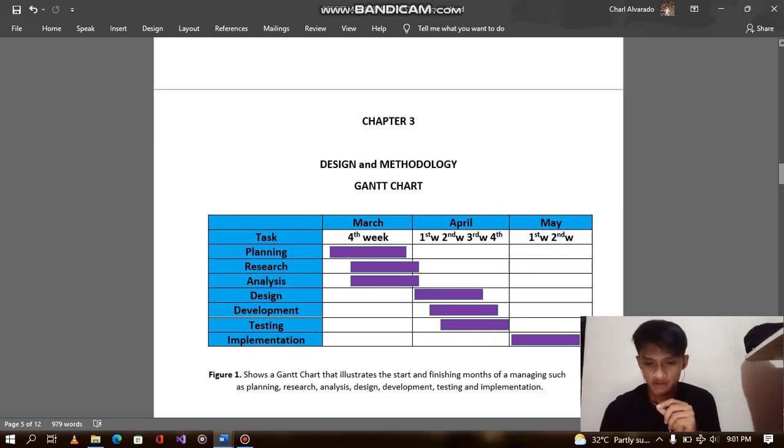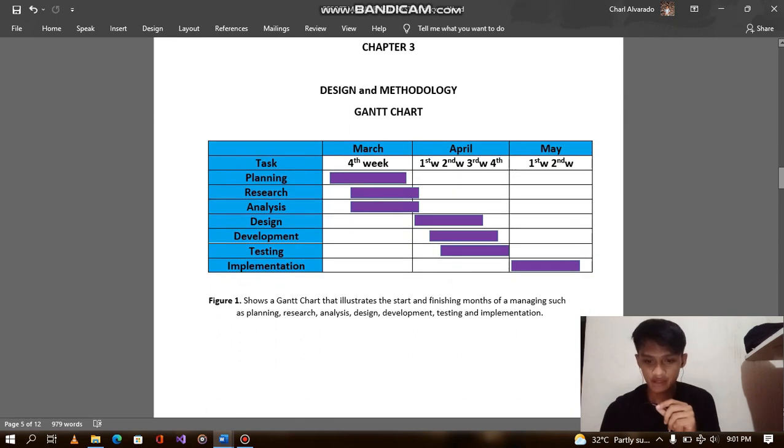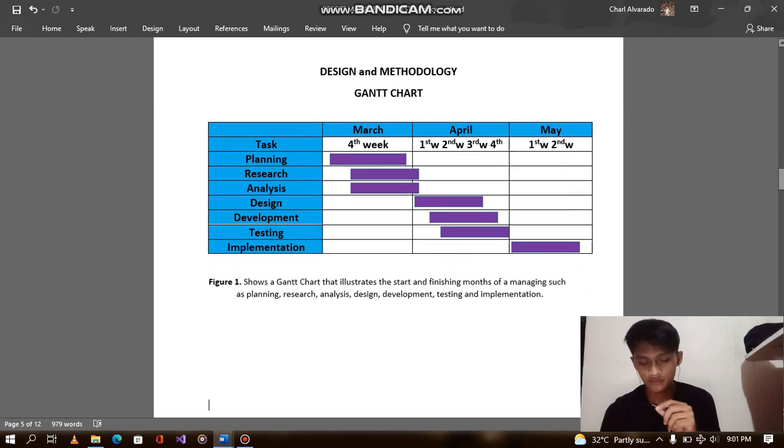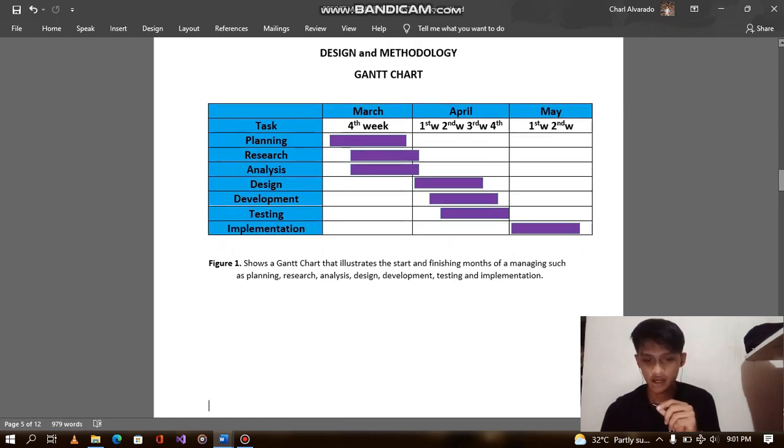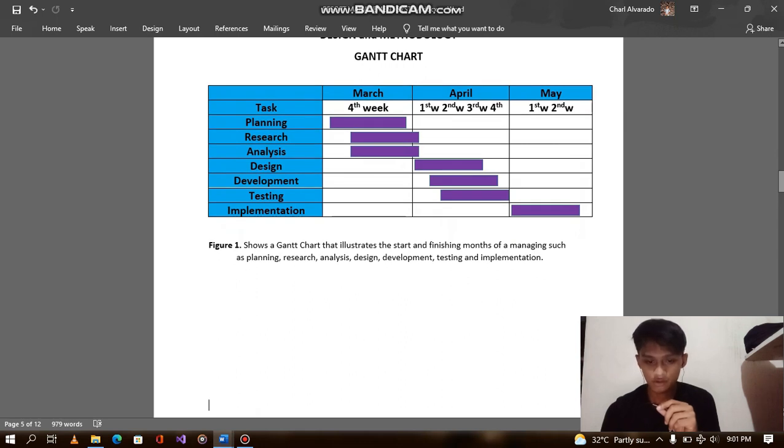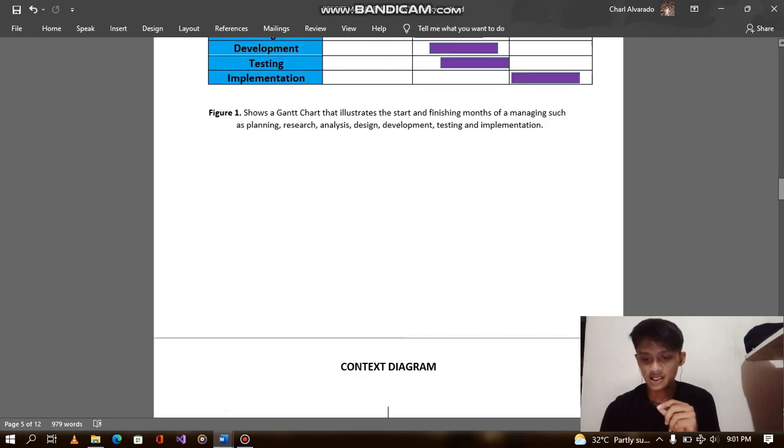Chapter 3, Design and Methodology. In the Gantt chart, we have task: planning, research, analysis, design, development, testing, and implementation. Figure 1 shows a Gantt chart that illustrates the starting and finishing months of the tasks such as planning, research, analysis, design, development, testing, and implementation.